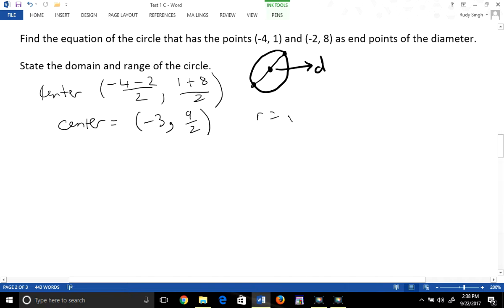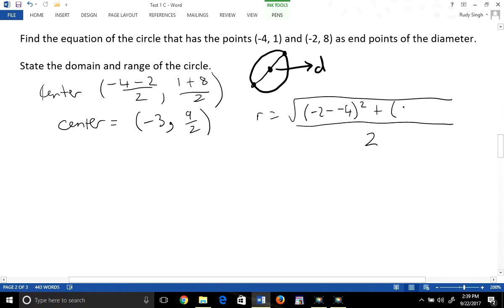The next thing we want to know is what is the radius. So the radius is the distance formula over 2. So the distance formula says take the difference in the x's, so you get minus 2 minus minus 4, and square that, plus the difference in the y's, which would be 8 minus 1, and square that, and you do some calculation. Here you're going to have minus 2 plus 4, so that's 2 squared is 4, and then 8 minus 1 squared is 7 squared is 49, so 4 plus 49 is 53, root 53 over 2.